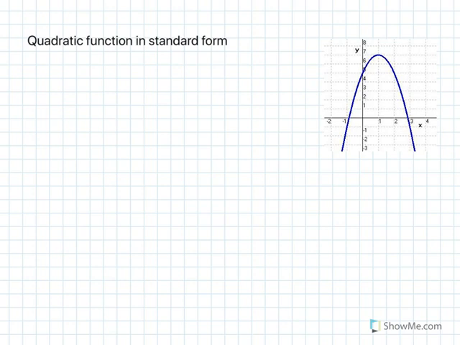So the first thing we are going to identify from this graph is the vertex, and as you can see the vertex is right here, and this point is (1, 7), so the vertex is (1, 7). And that tells me that h is 1, k is 7. So to mention translation, this graph is translated 1 unit to the right and 7 units upwards.